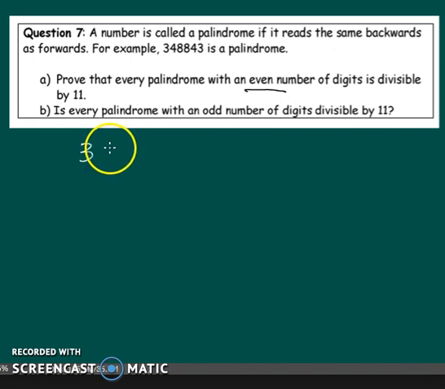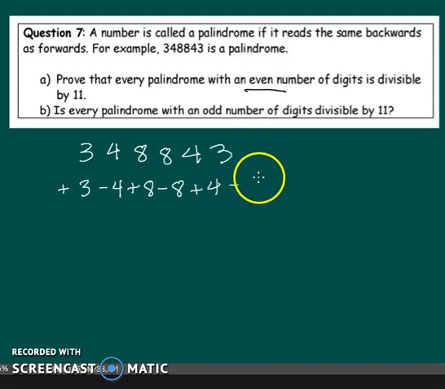We have 3, 4, 8, 8, 4, 3, or 348,843. So if we were going to do an alternating sum of these digits, we would have a positive 3, so plus 3 minus 4, plus 8 minus 8, plus 4 minus 3.